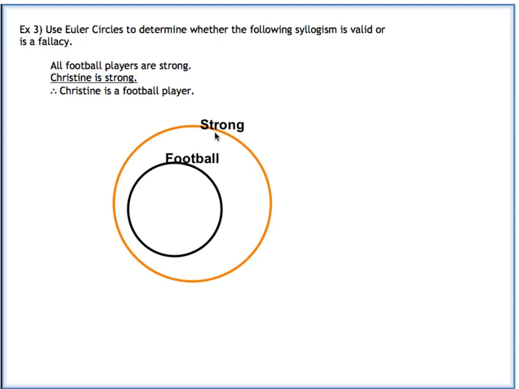Now, we know Christine is strong. Let's introduce Christine. Whoa, there she is. She looks very strong and a little bit angry too. So all we need to do now is make Christine be strong. So that means she's got to be inside the orange circle. So Christine could be in here, or Christine could be in here. So notice she could be in the football circle, or she could not be in the football circle, and she would be strong in either case.